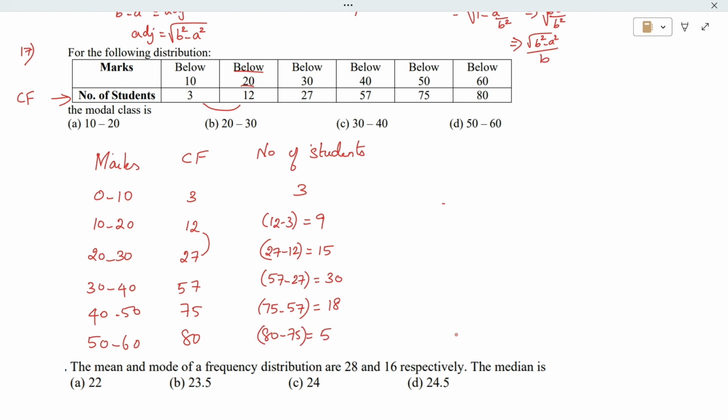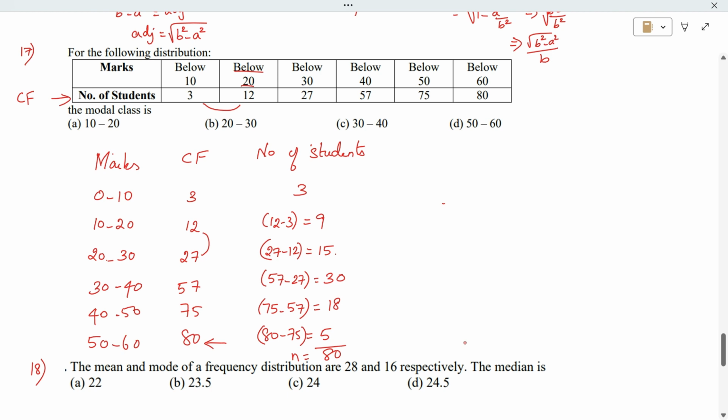Remember, when you add all this, you should get the value 80. So let me try. 9 plus 3 is 12. 12 plus 15 is 27. 27 plus 30 is 57. 57 plus 18 is 75. 75 plus 5 is 80. So I'm getting 80, which means the values which I subtracted are right.